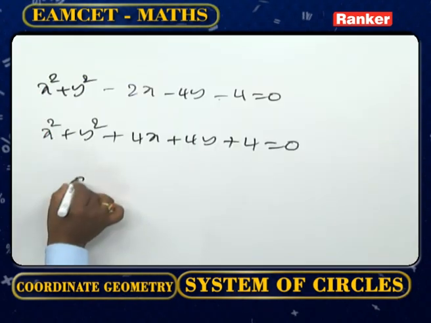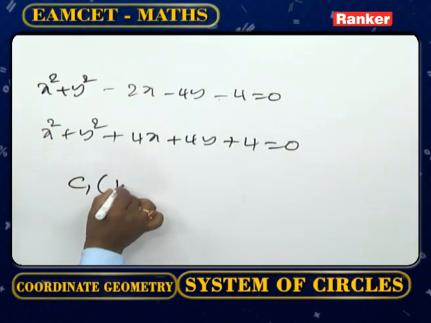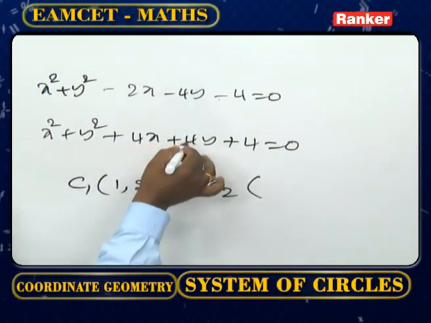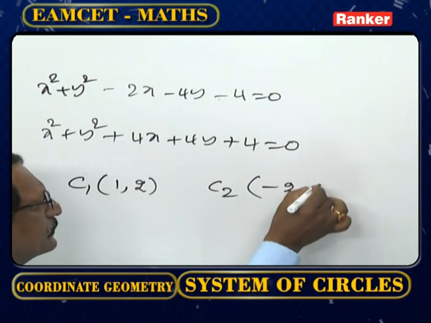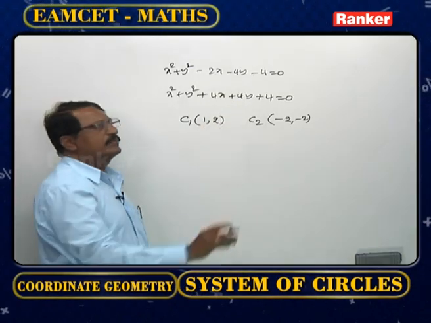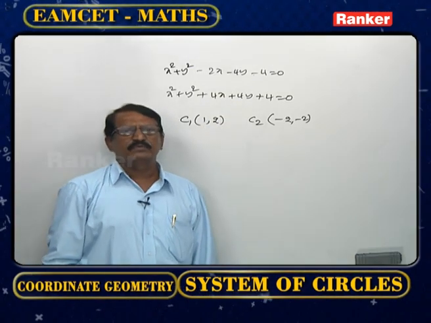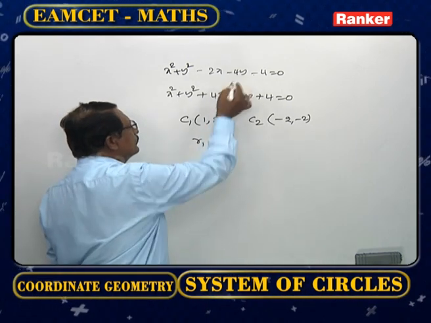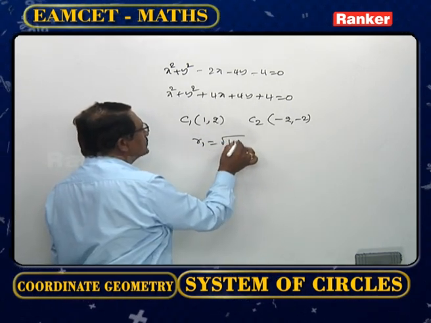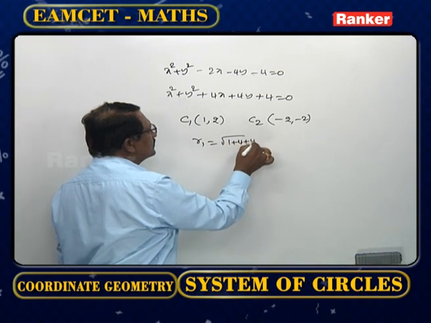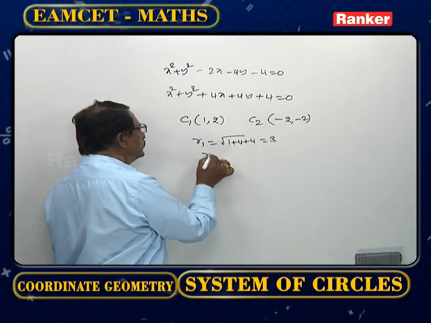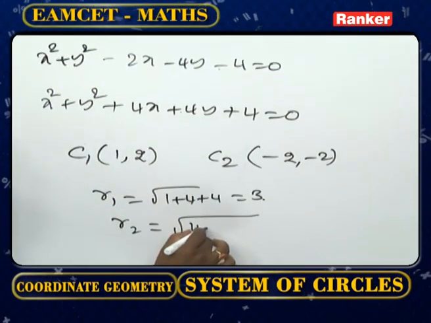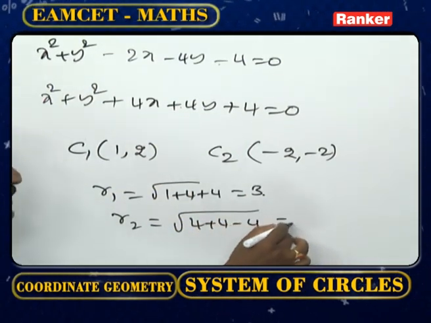Now, the center of the first circle is C1 = (1, 2). The center of the second circle is C2 = (−2, −2). Minus half of the coefficient of x and minus half of the coefficient of y is the center. Radius of the first circle R1 = √(1 + 4 − 4), that equals 3. R2, the radius of the second circle, = √(4 + 4 + 4), that equals 2.